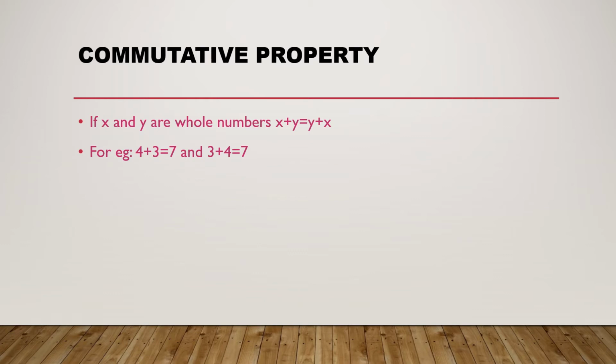For example, 4 plus 3 is equal to 7. So let us change the order of both the numbers and let's see what we get. 3 plus 4 is equal to 7. Isn't it great?